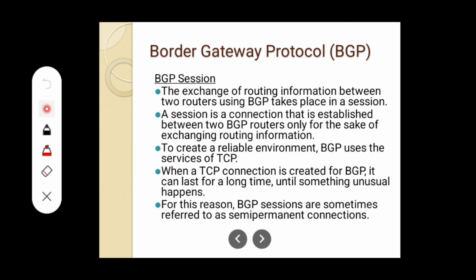Clear? So this is the explanation for the border gateway protocol. The main concept of the border gateway protocol is the path vector. Path vector is actually the concept here, and you also have to explain the BGP session. So these are the two protocols for intra-domain and inter-domain routing. Thank you.